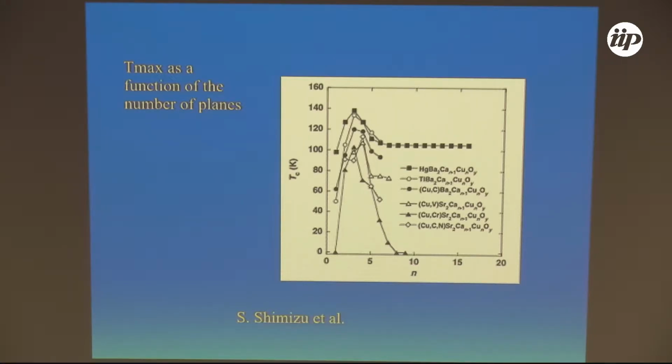This is a representation of the optimal temperature as a function of the number of layers. So you see, for example, this is the mercury compound. It increases, this is N equals 1, 2, 3, and then it goes down and stabilizes. And for some materials, it even goes down. So we don't find any explanation for this in the literature. So we are going to provide an explanation for that.